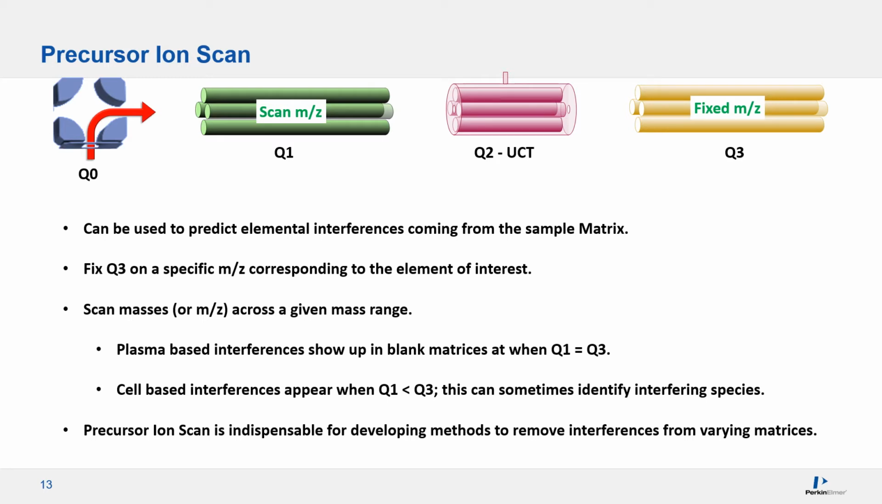And then what happens is plasma-based interferences show up in the blank matrices when Q1 equals Q3. And cell-based interferences appear when Q1 is less than Q3. And this can sometimes identify interfering species that are created in the cell. Precursor ion scan is indispensable for developing methods to remove interferences from a variety of matrices.